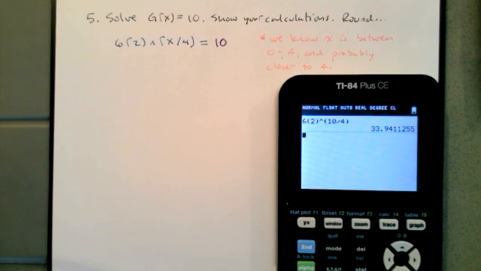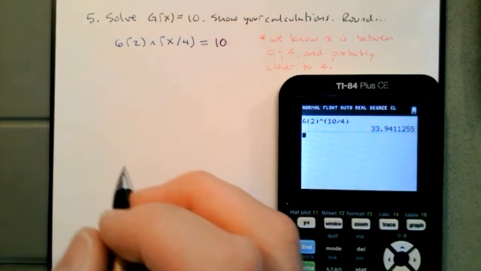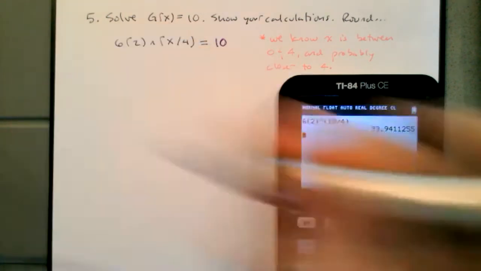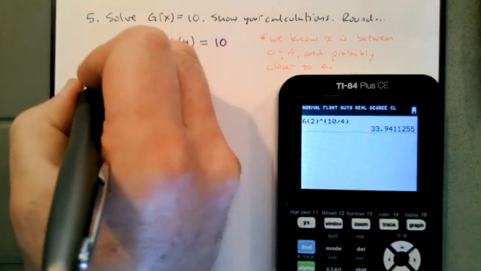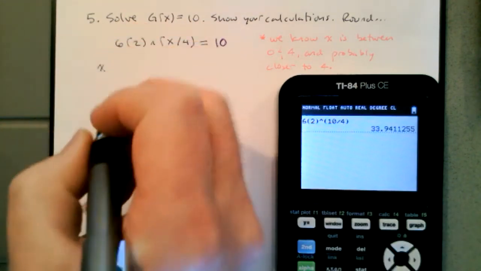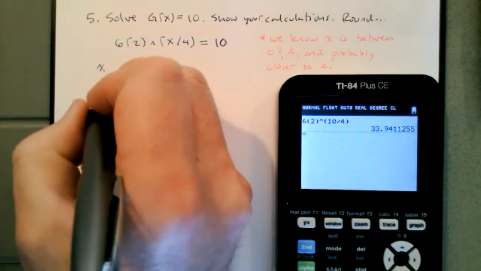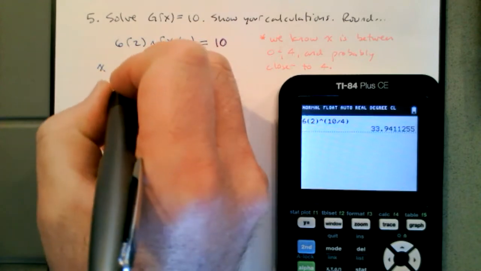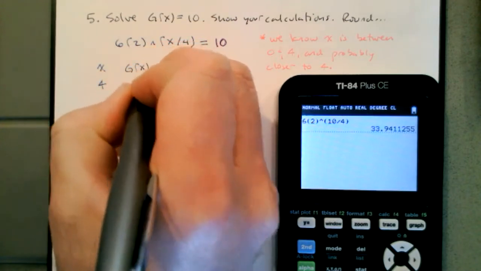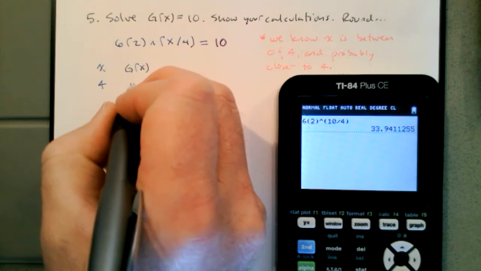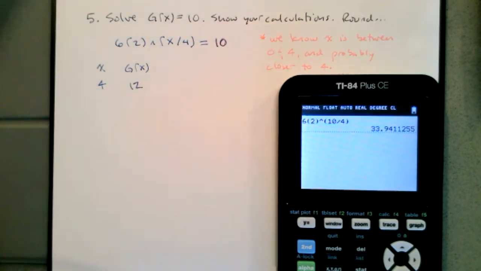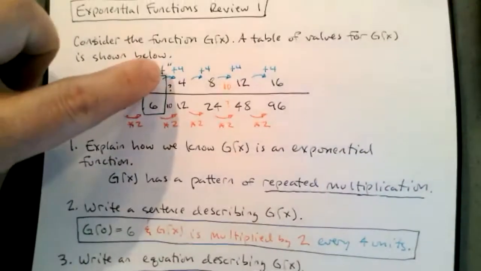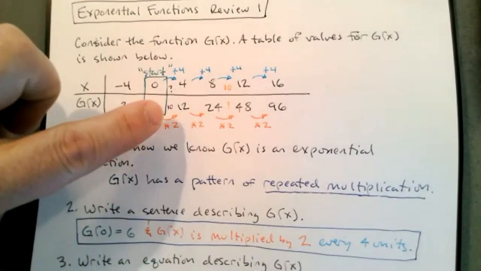So I know that if x is equal to 4, then g of x is equal to 12. When x is equal to 4, g of x is equal to 12. And so that's too high.